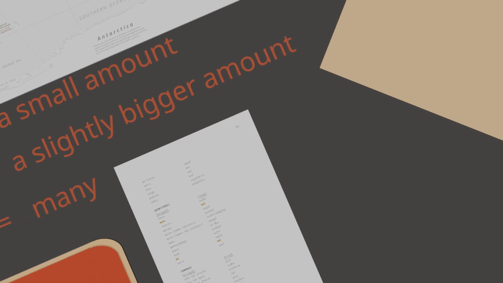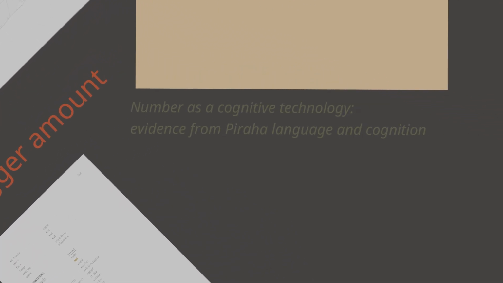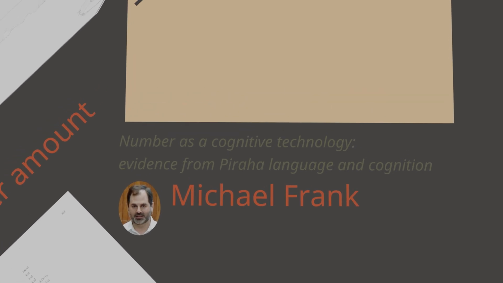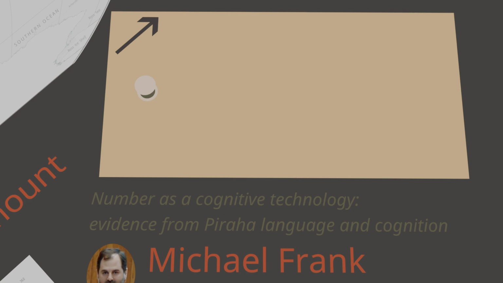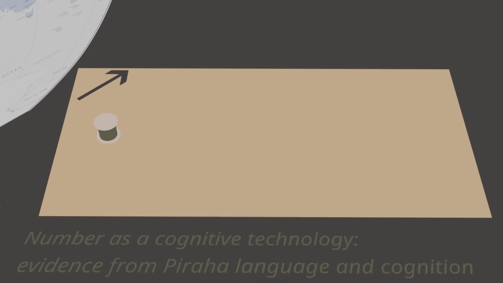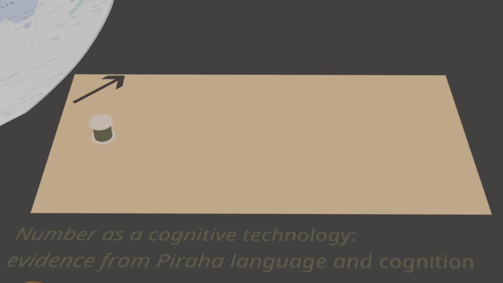This idea would gain some experimental support in 2008, when a group of researchers led by Michael Frank ran the following experiment with Pirahã participants. They took a spool of thread, put it on a table, then asked the participants, how many are there, to see which word they would use. Then they'd add another spool of thread and ask them again, how many are there? Rinse and repeat up until there were 10 spools on the table.